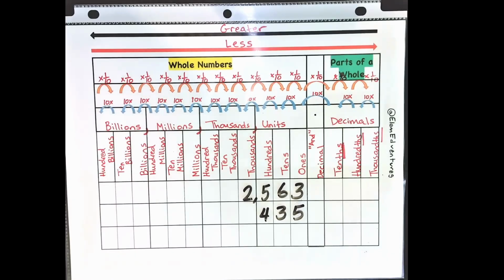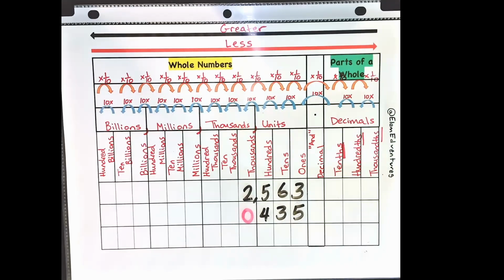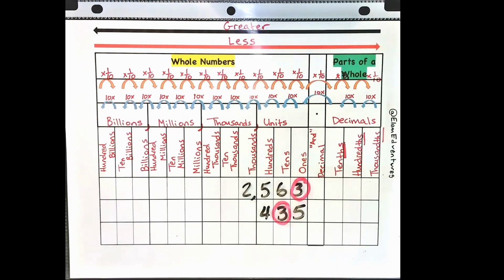Here are 2 numbers. The number on the top is 2,563. Below that is the number 435. I'm going to compare the digit 3 in both these numbers. I've circled the 3 in 2,563 and the 3 in 435. Even though they're the same digit, because they are located in a different place value, they are worth different amounts.